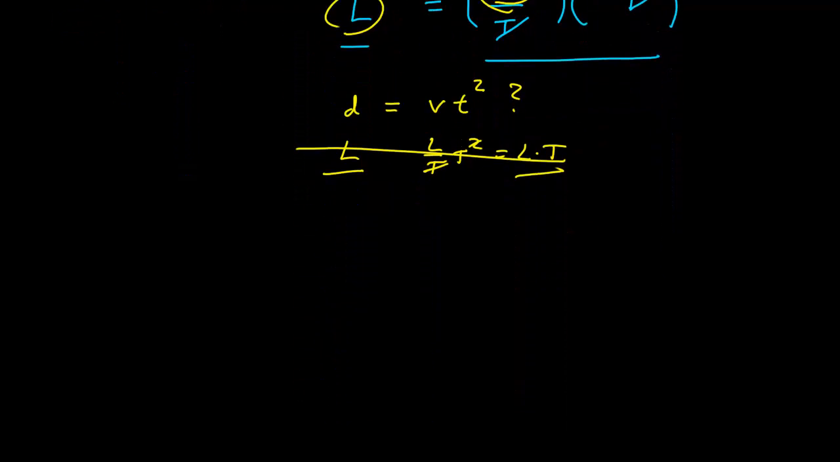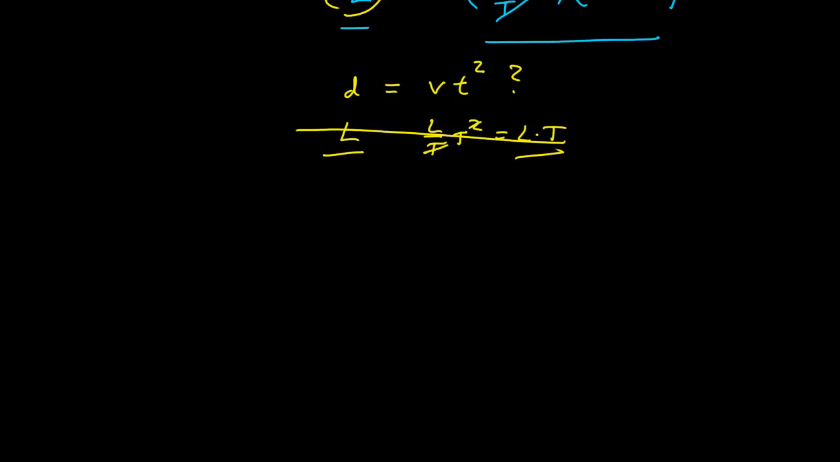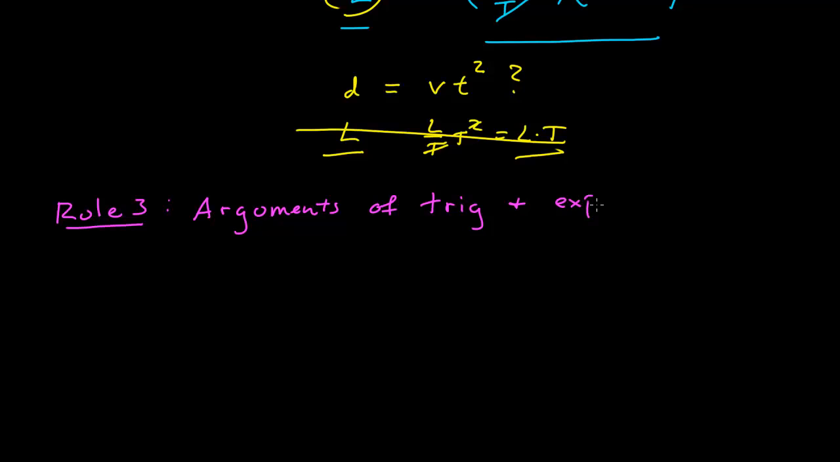Okay, so there's one more rule for dimensional analysis. And so here's rule 3, which is arguments of trig and exponent functions must be dimensionless.